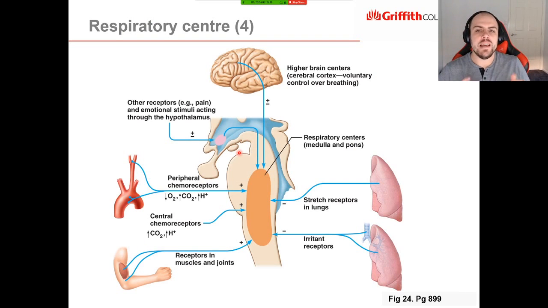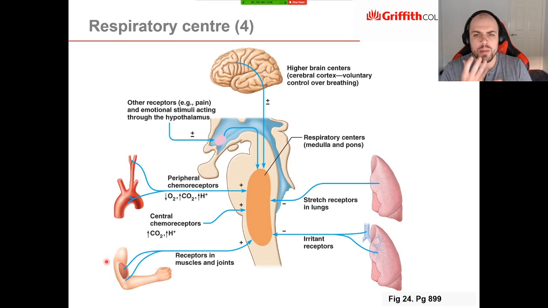So what we see here is that we have various receptors around the body. You know, we've got these chemoreceptors, like our peripheral chemoreceptors in the aortic arch and the carotid artery. We've got our central chemoreceptors, found around the body. We've got receptors in our muscles, all of this. And that is constantly signaling to our brainstem information about our lungs and our breathing.